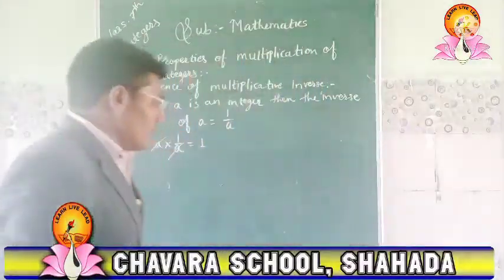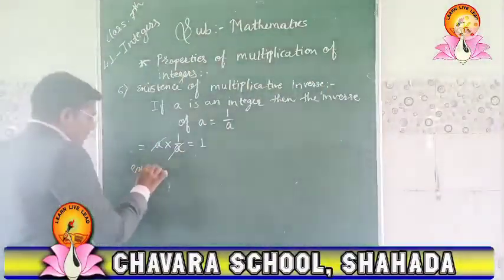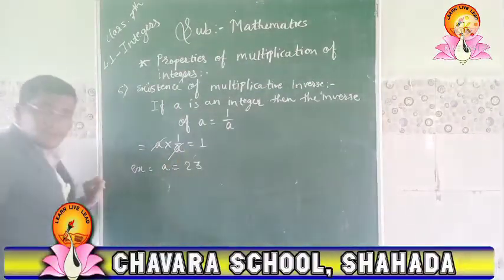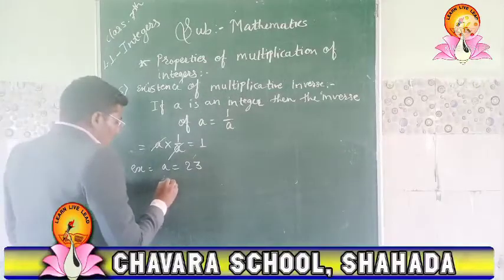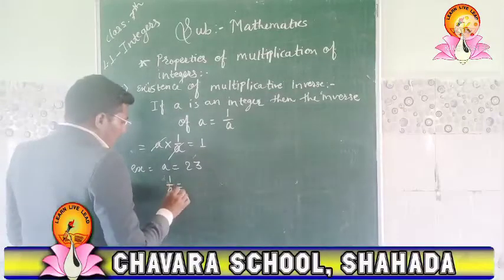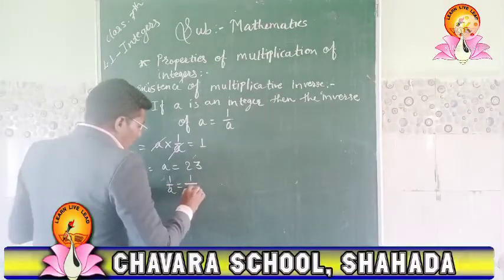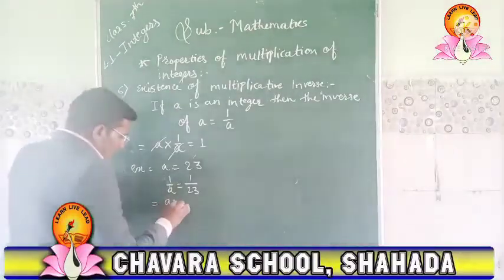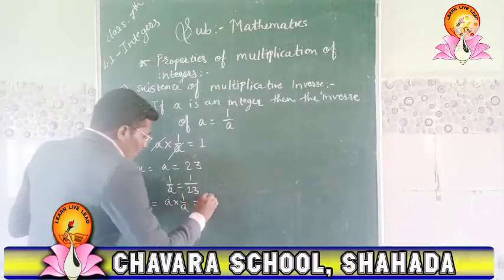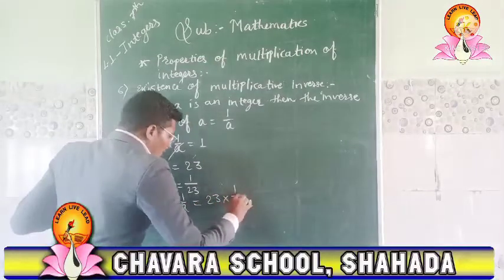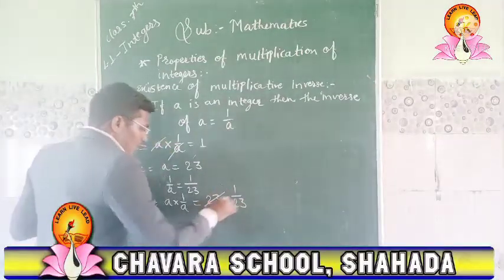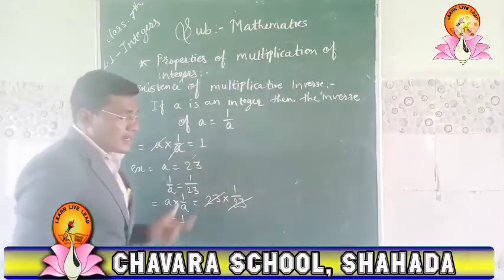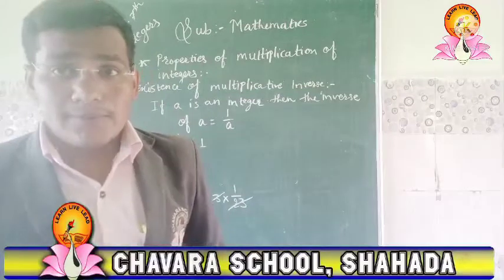So for example, if a is equal to 23, then the inverse of a is equal to what? 1 upon a is equal to 1 upon 23. And whenever we multiply a into 1 upon a, means 23 multiplied by 1 upon 23, then this 23 will get cancelled, and the final answer will be 1. Hence this property is true.